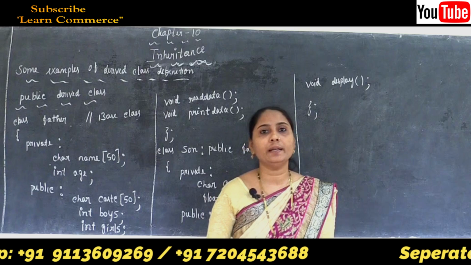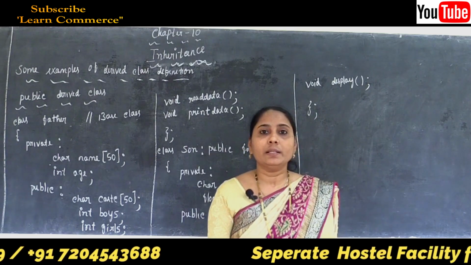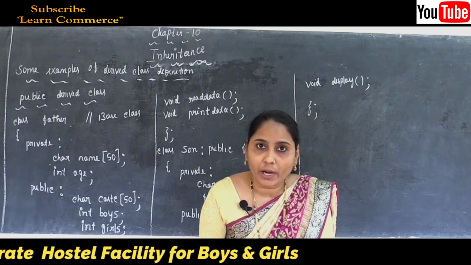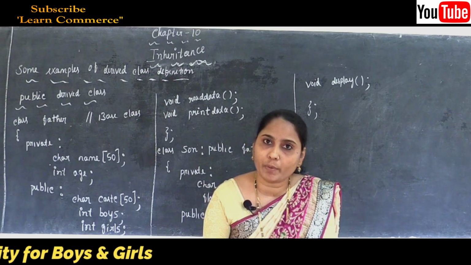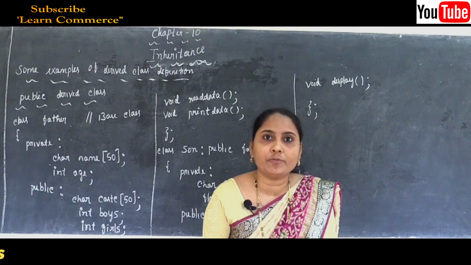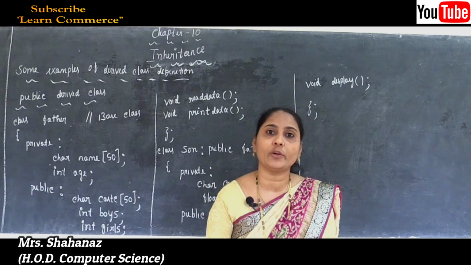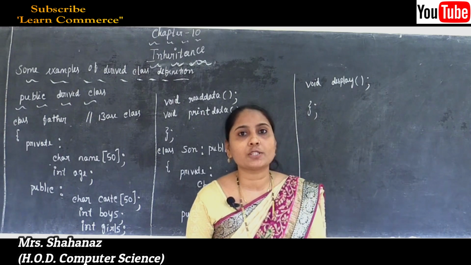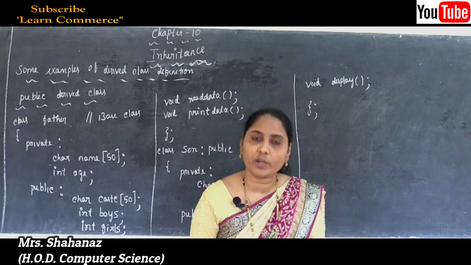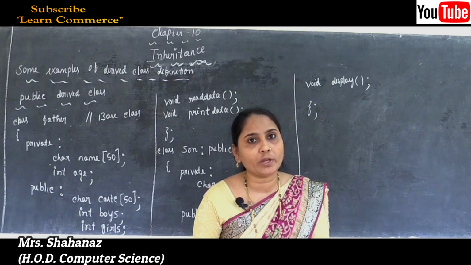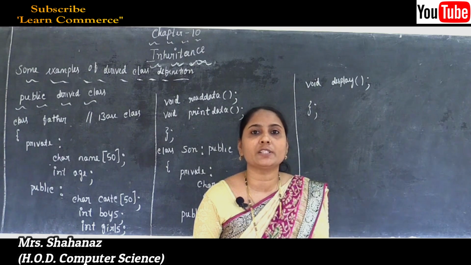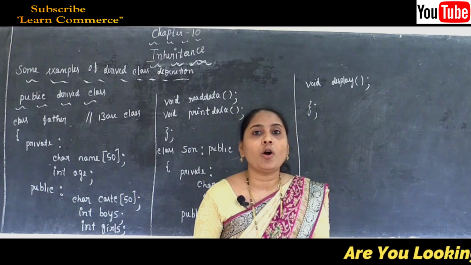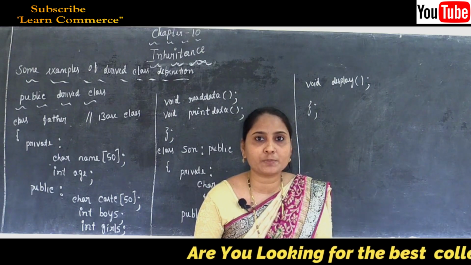And I already explained the meaning of each word, and also some notes. Why? Because the body of the derived class contains its own member data and member functions. And just as the base class definition is terminated by using a semicolon, the derived class definition is also terminated by using a semicolon. If no visibility mode is specified, then by default the visibility mode is private. And finally I said all the members of the class are inherited except private.